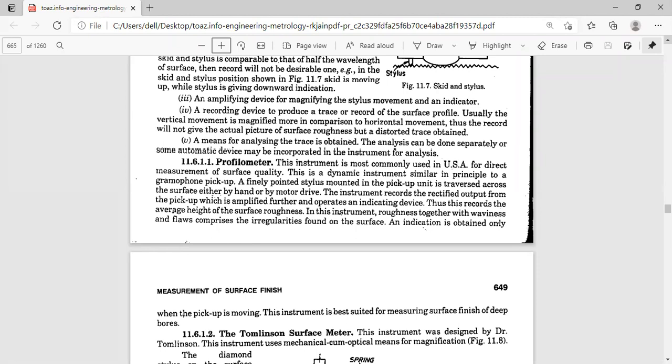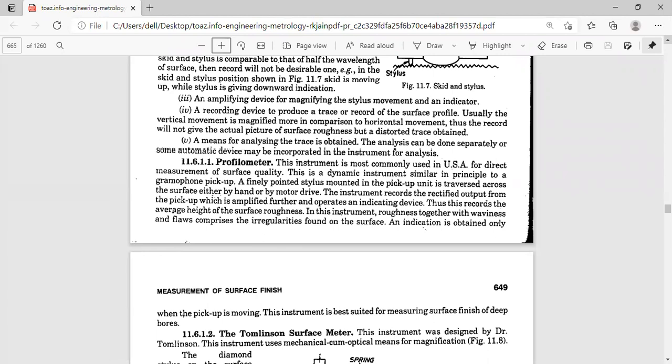So here you see that the diagram is not there. It is not specified, but in standard books like Mahajan or A.C. Gupta, the theory is there and a simple diagram is there.